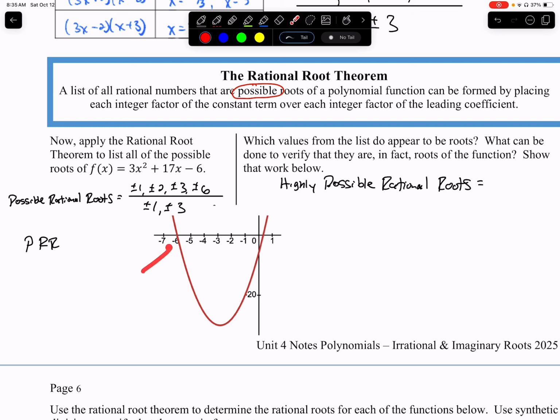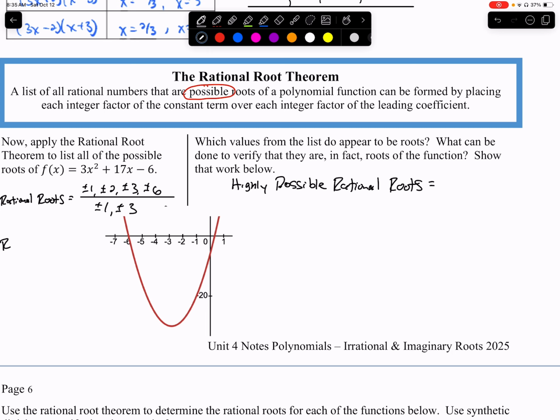Well, does -6 appear in our list? Well, it does, because we have a -6 over a +1. So it sure looks like -6 has a strong chance of being one of these roots.